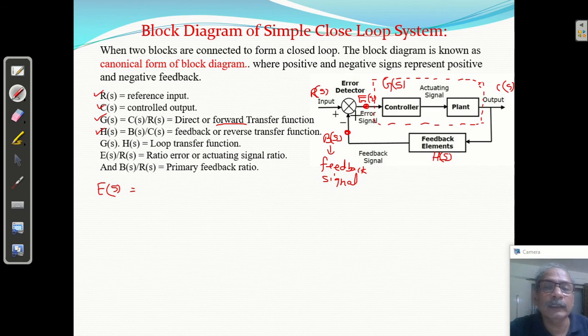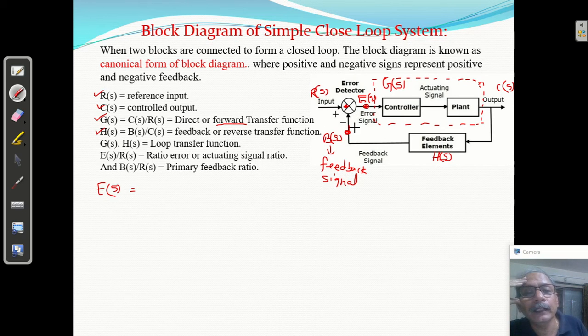Now see here, please. Before that, I want to tell you this is called the error detector. The reference input will always be positive, no need to show plus or minus. It is always plus. The feedback signal B of S may be plus or minus. If it is plus, it is called positive feedback. If it is minus, it is called negative feedback. So two types of feedback are there, positive or negative. Here it is shown negative.